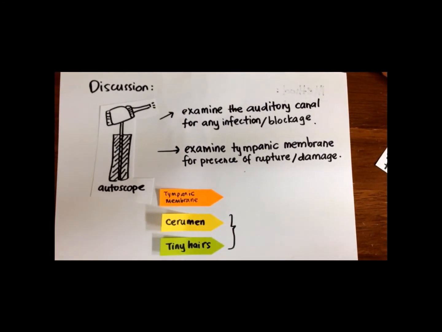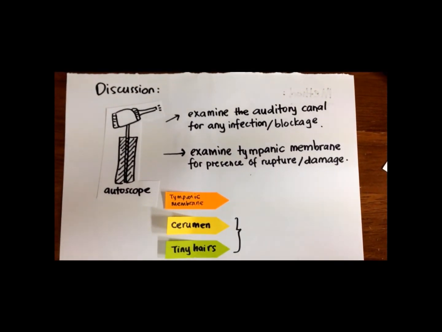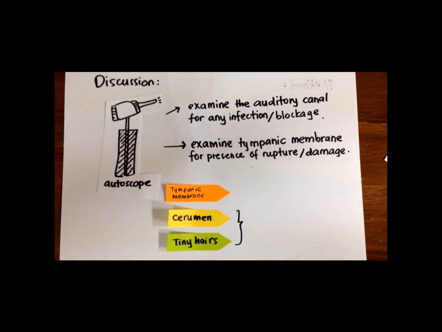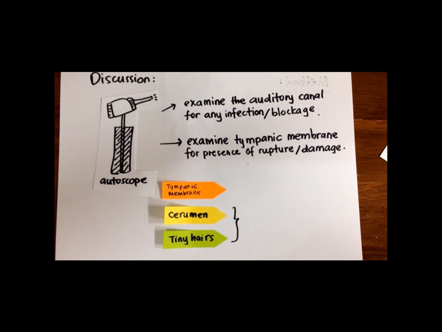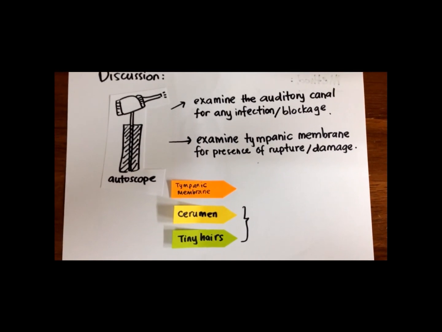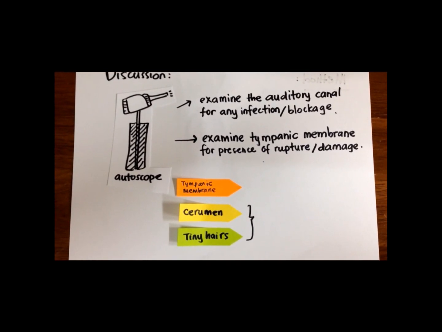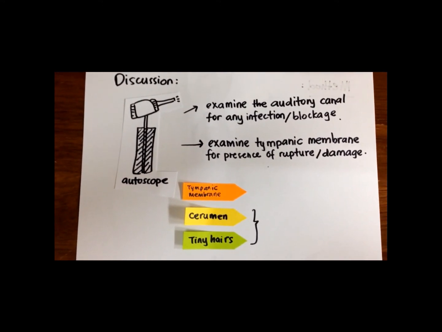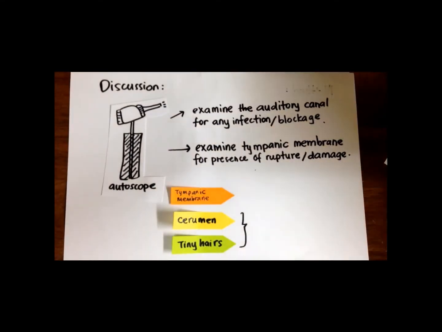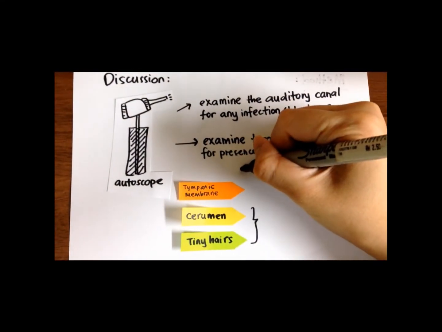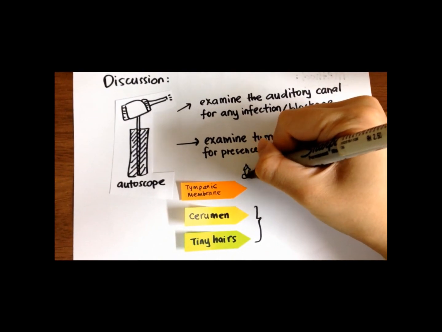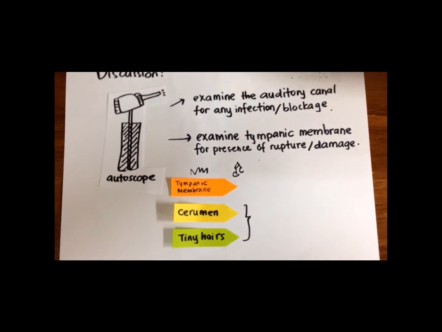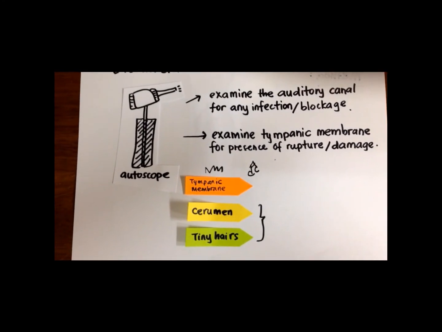The otoscope is a device used to examine the auditory canal for any infection or blockage. It can also be used to examine the tympanic membrane for presence of rupture or damage. The tympanic membrane is a thin, semi-transparent membrane that separates the external ear from the middle ear. In response to sound, the tympanic membrane will vibrate, and the vibration will be conveyed to the middle ear.